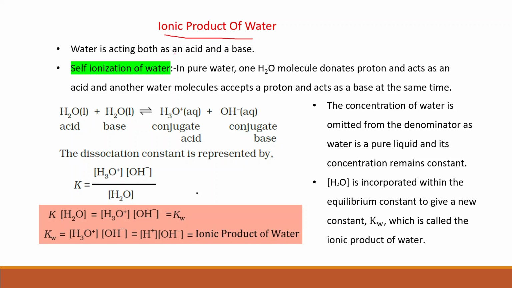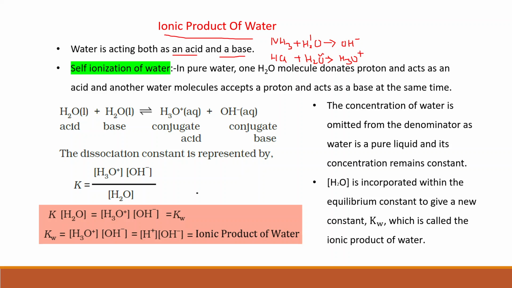Ionic product of water. Water acts both as an acid and a base. We have discussed this in the previous video. That is, if water is treated with NH3, in this case water donates a proton to NH3 and itself converts into OH- ion. So this is an acid. But when water is treated with HCl, in this case water gains the proton from HCl and converts into H3O+. So this is a proton acceptor, that is, a base.